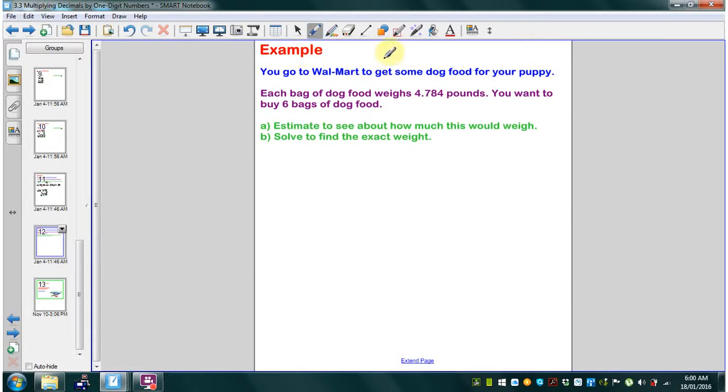So, you go to Walmart again, this time to get some dog food for your puppy. Each bag of dog food weighs, we're not talking about dollars this time, 4.784 pounds. And you want to buy 6 bags of dog food. So in part A, I want you to estimate to see about how much this would weigh, so we can round here. And B, I want you to solve to find the exact weight and see how close your estimate was.